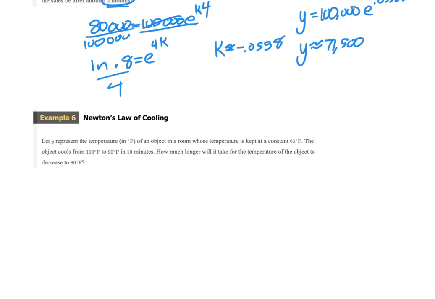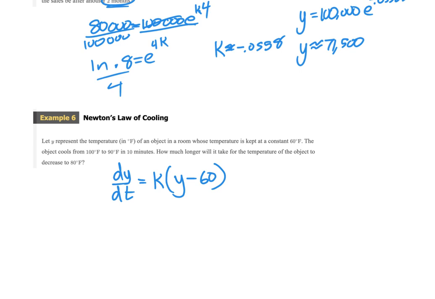If I put an object that's 100 degrees Fahrenheit in a room that was 90 degrees, it would cool less quickly than if I put it in a room that was 0 degrees. And so this rate of change, this change in temperature, varies depending on the difference between the two temperatures. So the rate of change in y is proportional to the difference between the temperature of the object and the temperature in the room. Okay, so this is where we start.